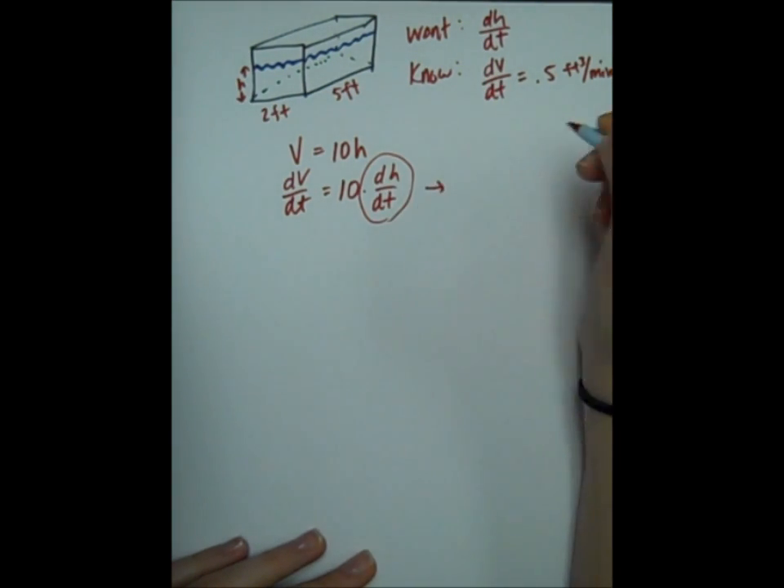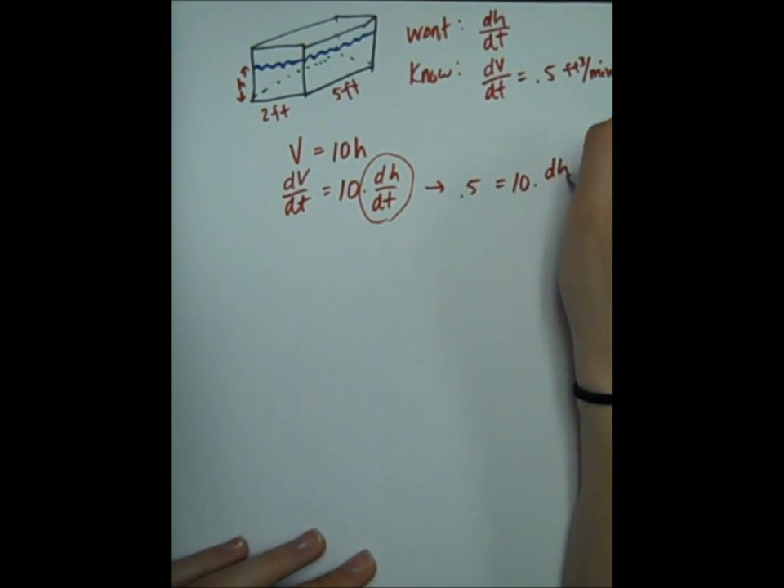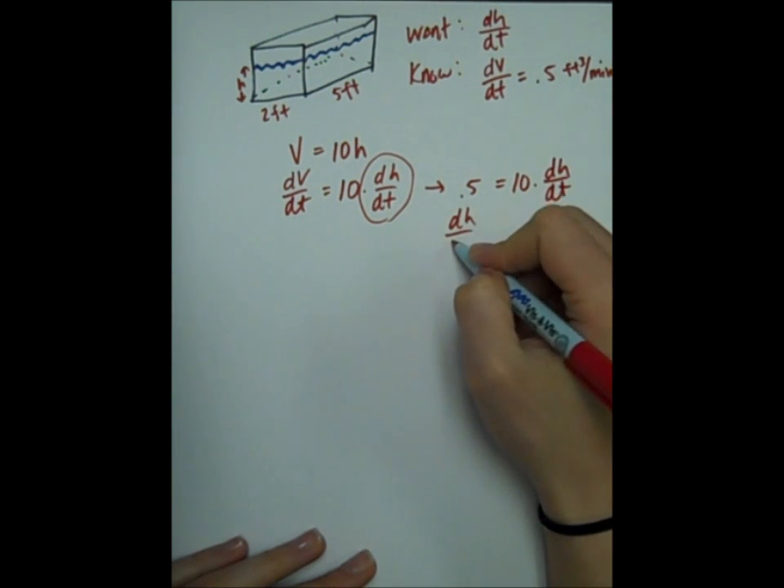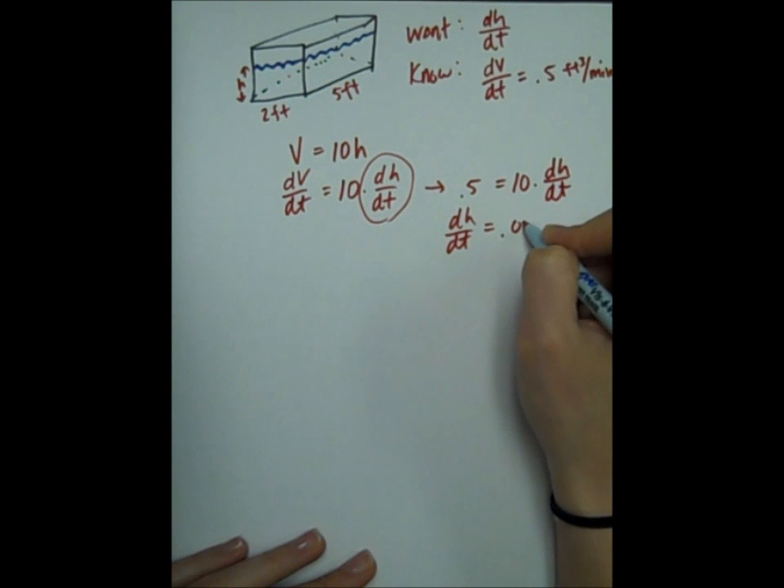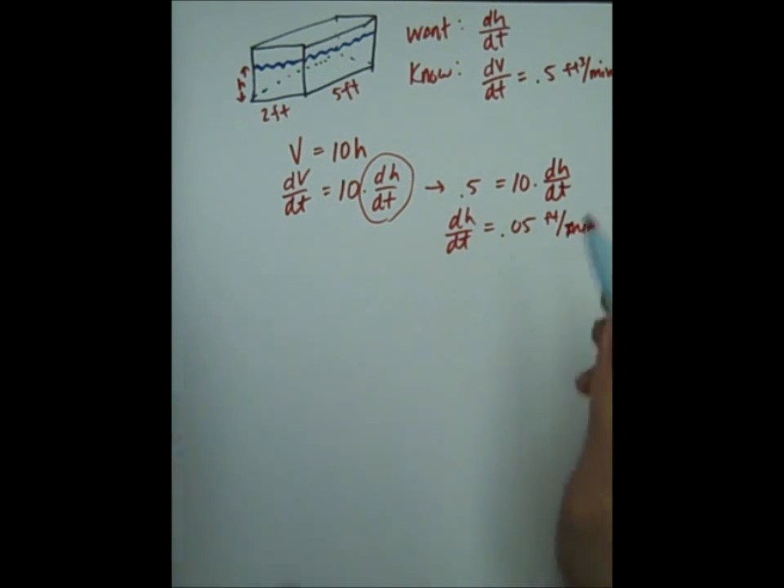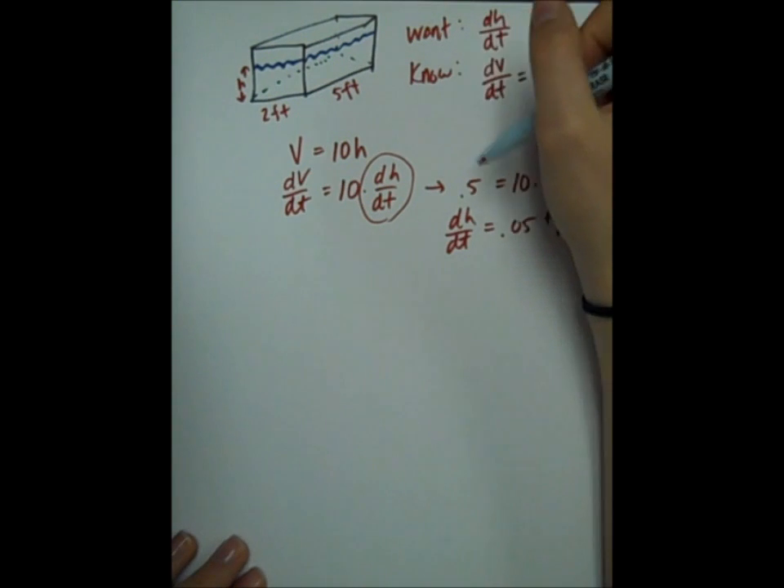So now I'm going to plug in all my numbers. So dV/dt was 0.5. I don't know what dh/dt was. That's what I'm trying to solve for. Divide both sides by 10, so I get 0.05. And what is this being measured in? That would be feet per minute. So, what was I able to do here? I drew my picture, wrote down what I want, wrote down what I know in terms of rates, plugged it into the equation that I found, and solved.